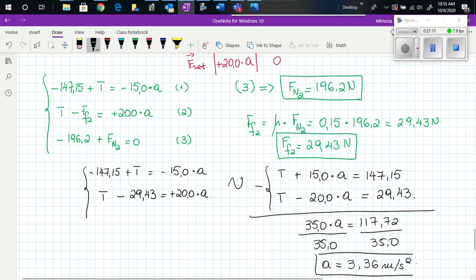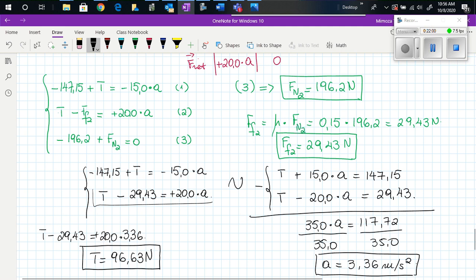So here you have the other quantity that you were looking for, and then you take this value and substitute it in any equation. Any of them should give you the same answer, so I will substitute it in this one since it seems to be the easiest. T minus 29.43 is equal to positive 20 times 3.36. So 20 times 3.36 plus 29.43, the tension, is equal to 96.63 newtons. And this is how you solve those types of questions.